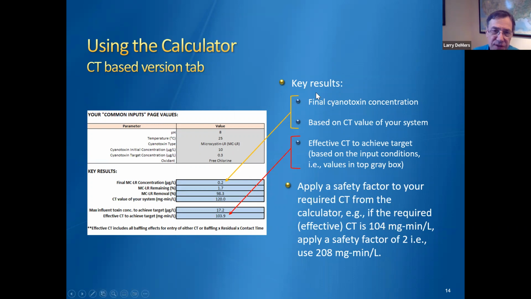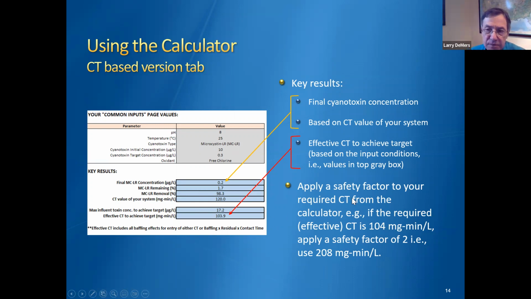The other, what I refer to as key results, is down here, the effective CT to achieve the target. And that's shown in the last box here. In this particular case, about 104. And so in that case, we would have entered an initial concentration and a desired target. And then it's going to tell us, well, to achieve that, you're going to need a CT of about 104. So it's basically milligrams minutes per liter. So it's milligrams per liter times minutes is the units.